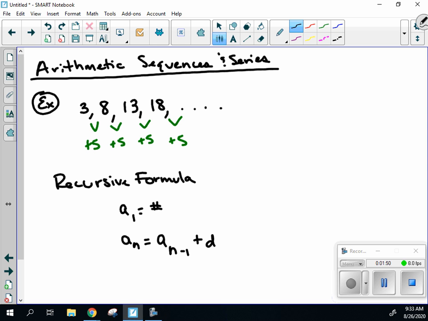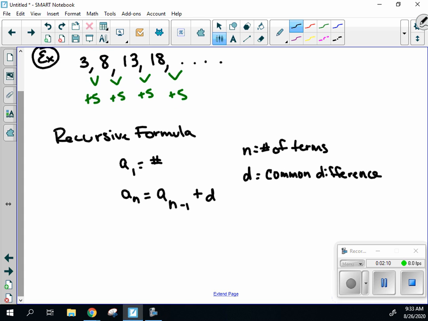Okay, so let's make a little note over here. N equals number of terms. D is your common difference. Okay, so you are adding or subtracting a number. By the way, I forgot to mention this. An arithmetic sequence is when you are adding or subtracting by the same number. My bad.